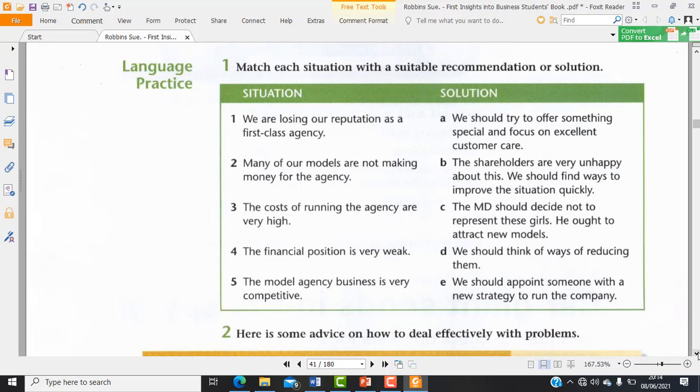Okay, let's take a look at the solution. Wah, kita kehilangan reputasi nih sebagai agensi kelas pertama. Apa dong sarannya? A, B, C, D, or E. Oke, silakan nanti jawabannya langsung di kolom komentar ya. Karena nggak rame kalau misalkan saya kasih langsung jawabannya, oke?